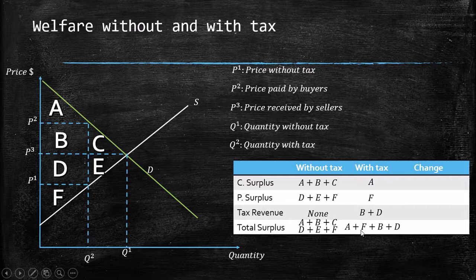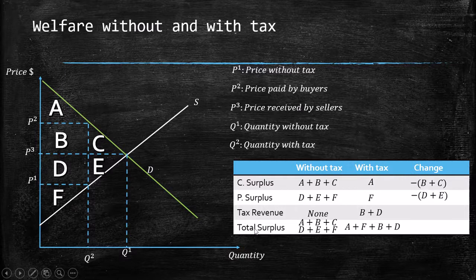So here we see how total surplus is A plus F plus B plus D. And what about the change? We have here the consumer surplus, which is going to be reduced by B plus C, because B is going to be given to the government and C is going to be kind of lost.